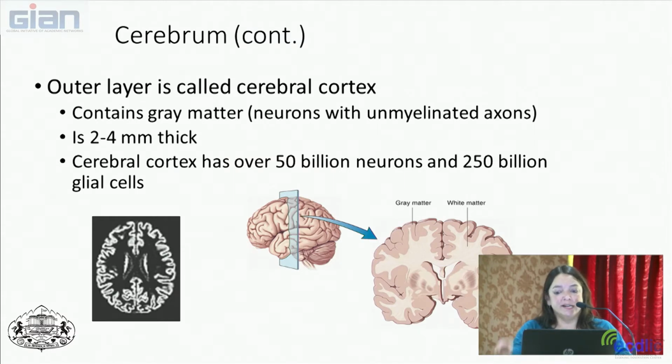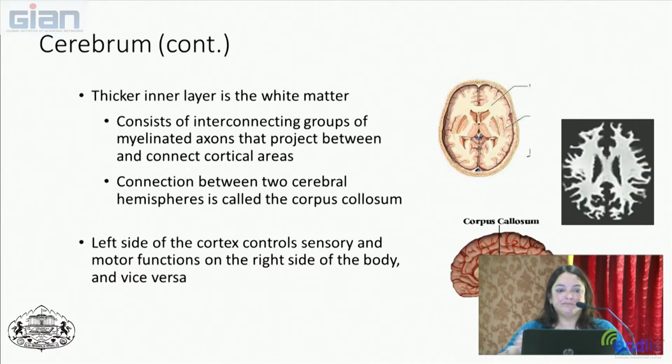Okay, so this is a coronal slice here. You can see that the cerebral cortex here is the outer gray matter area. And if you look deeper inside the brain, you see a lot of white matter. And this white matter is the myelinated axons that connect different portions of the cerebral cortex. And here it is again. The thicker inner layer is the white matter.